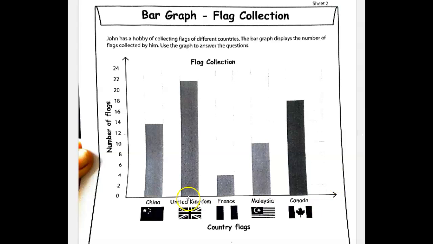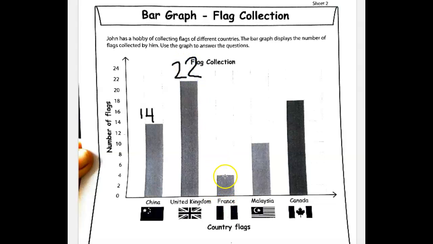So let's look at each country and see how many flags each has, and we're going to write it out so we don't have to keep figuring out how many flags each country has. So first there's China, so we're going to go up to the top of China, and we're going to look across to the number, and that's 14. So we're going to write 14 on top of it. Okay. Now we have the United Kingdom, so we're going to go up and over, and we have 22. So we're going to write 22.